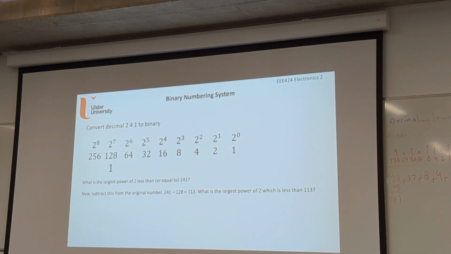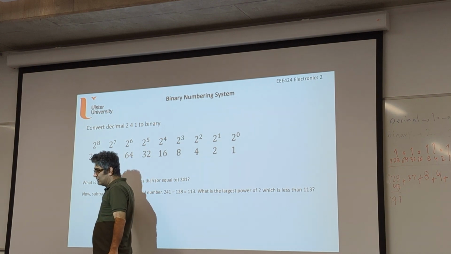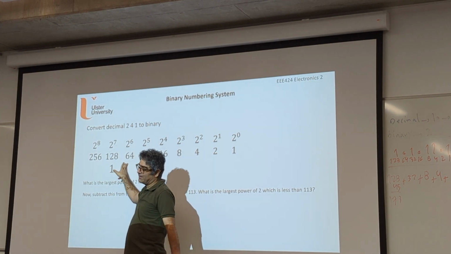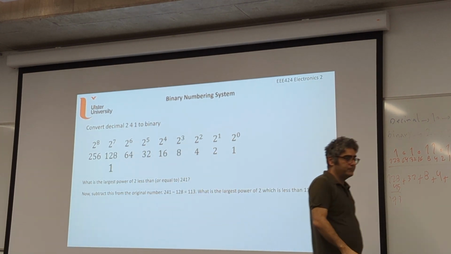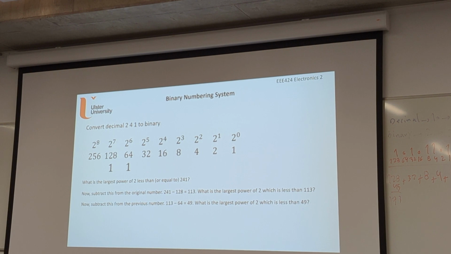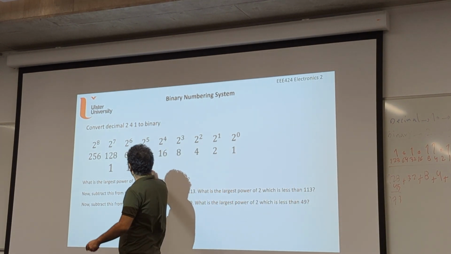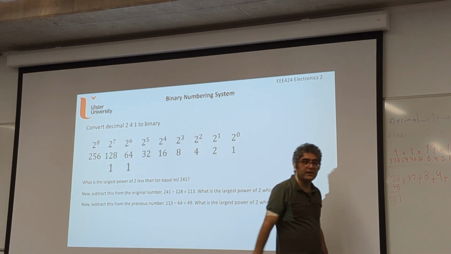So, 241 minus 128 would be 113. Then we ask, 113 is between 64 and 128. Then we put 1 here. So, we put 1 there. Then, now what we do, we subtract 64 from 113. 113 minus 64, 49. What's your idea? 49 is between 32 and 64. We put 1 here. Clear?